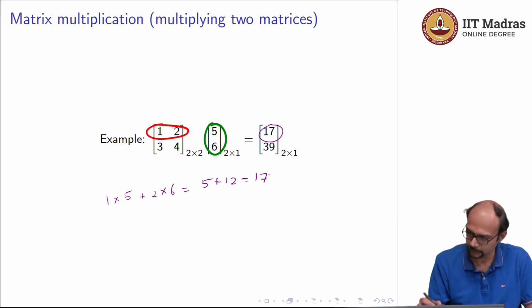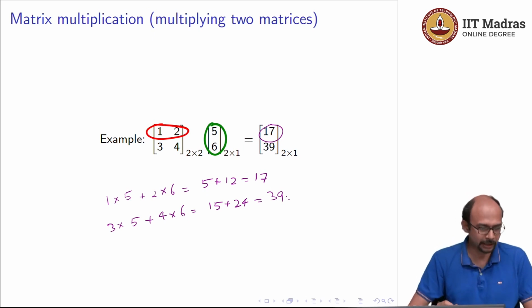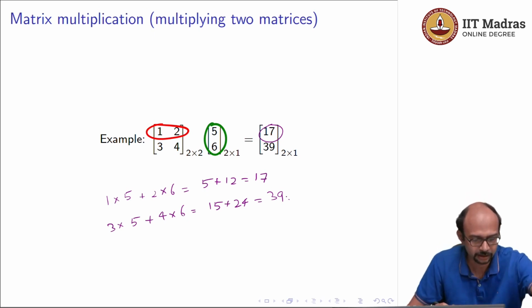For the 39, I do 3 times 5 plus 4 times 6, which is 15 plus 24. And indeed, this is 39. I hope it's clear how we are getting these entries. So now, how do I abstractly define matrix multiplication?